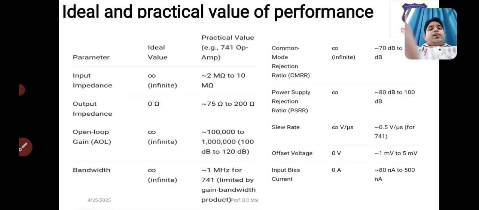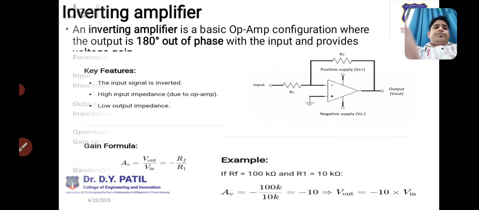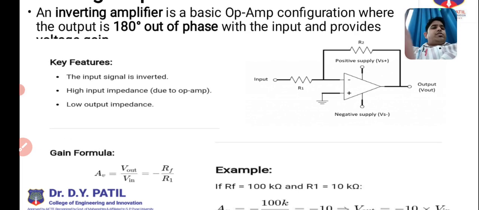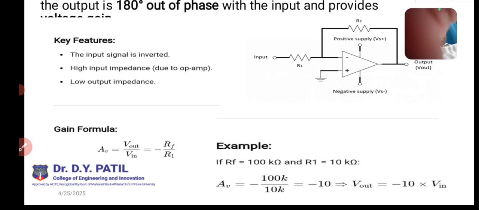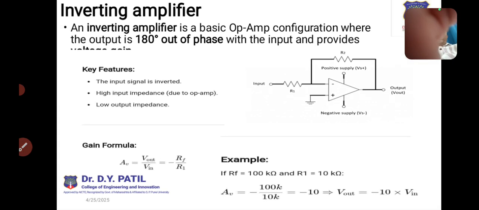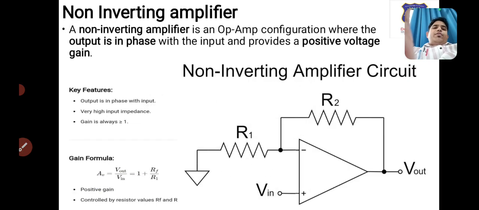The second thing is the ideal and practical values of performance. Already we have learned what the inverting amplifier is. It is basically a configuration where the output, with 180 degree phase shift, is given back to the input. It has one input resistance R1 and one feedback resistance. It is called that because it gives the output feedback to the input. R2 is nothing but the feedback resistance, and the output is V0 equal to minus RF upon R1. Already we have learned its derivation.